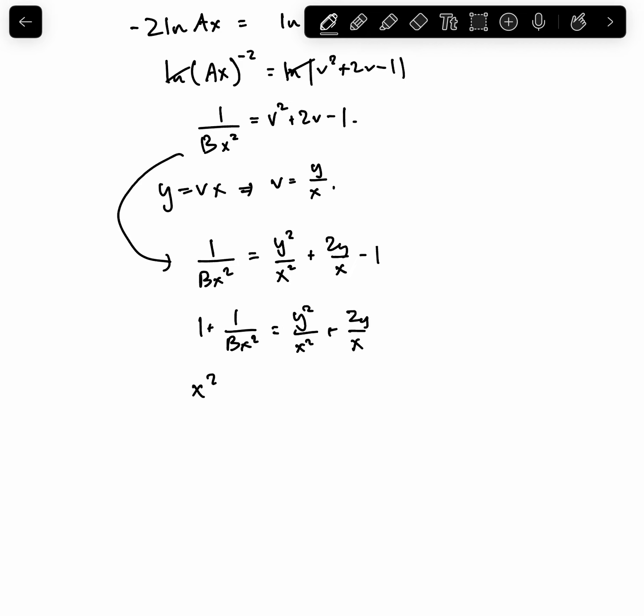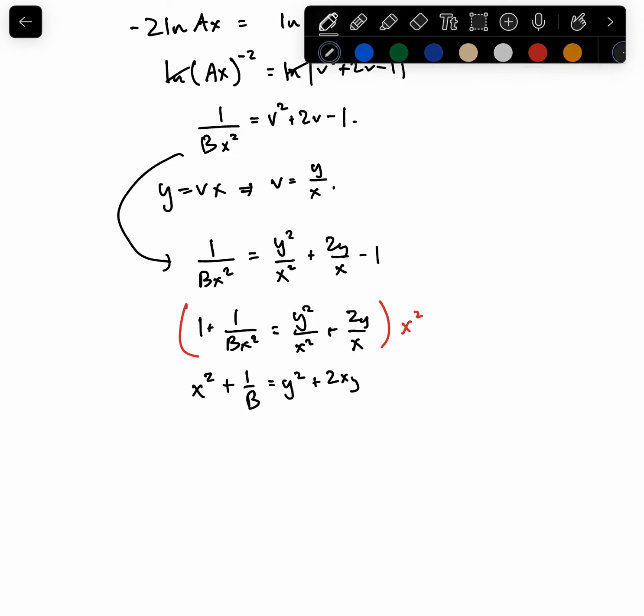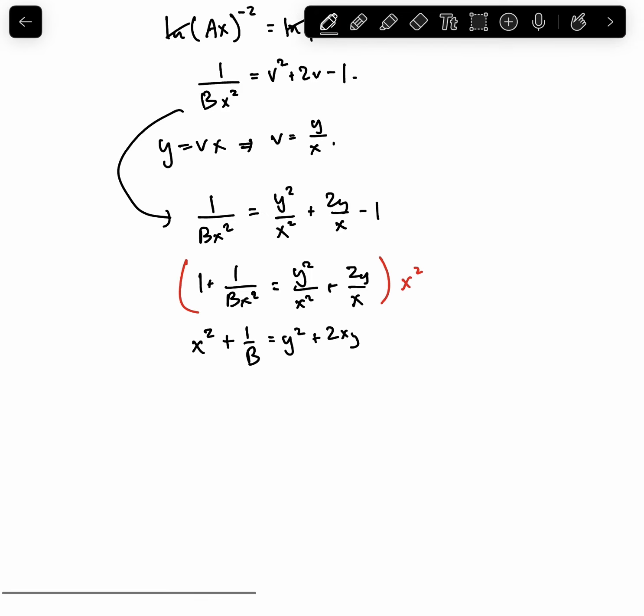So 1 times x squared, plus 1 by bx squared times x squared is 1 by b, equals y squared plus 2xy. And all I'm doing necessarily here is multiplying by x squared, like so. Finally, we have our thing. So x squared minus 2xy minus y squared is equal to minus 1 by b.